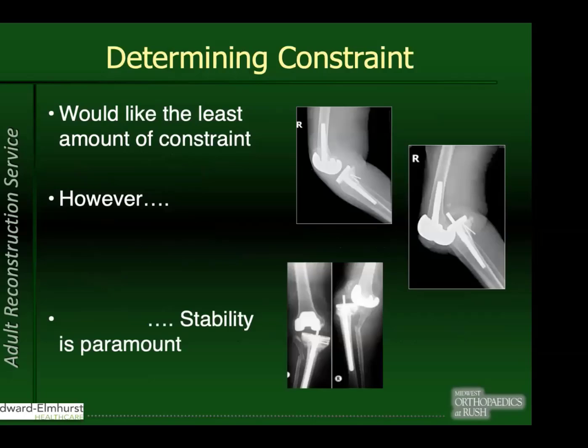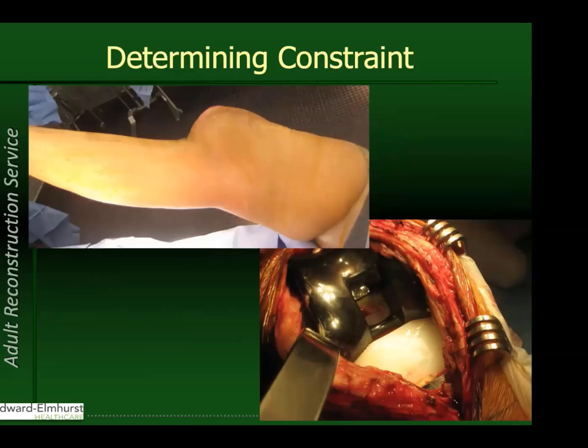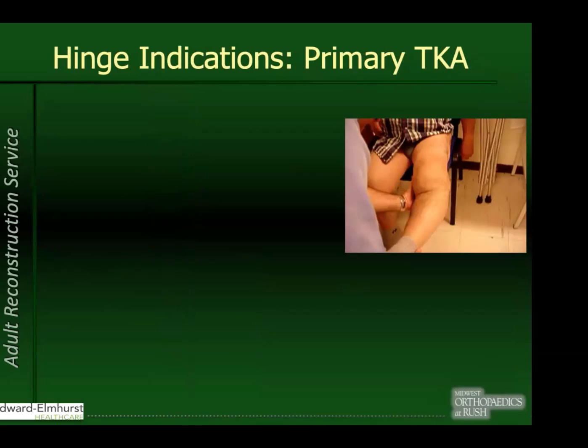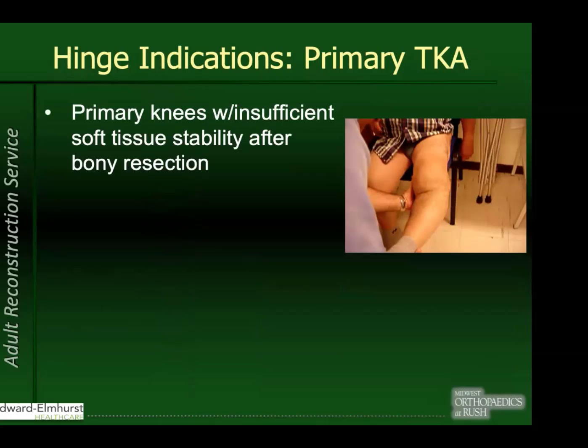Moving on to determining the level of constraint. We like to use the least amount of constraint. However, stability is paramount, particularly in revisions. The last thing you want to do is this complex revision, and then you wind up with an unstable knee, and then further problems and having to go back in the knee. This is a case of a jumped CCK type of device. And so, you do this a bunch of times and eventually they're going to get infected. So make sure they have good stability at the time of your revision.